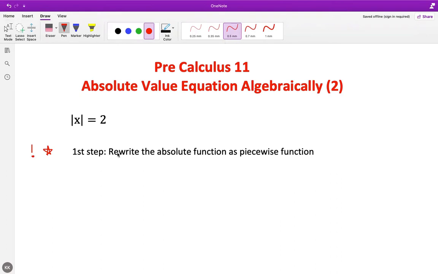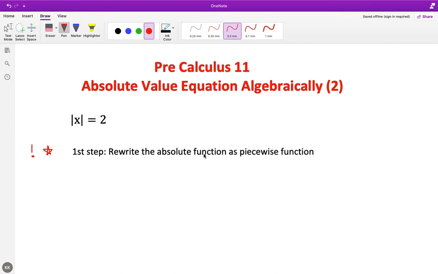The first step is to rewrite the absolute function as a piecewise function. So for this example, we have the absolute function of x. The first thing we're going to do is write the absolute function of x as a piecewise function. Why do we need to do that? Because sometimes students may miss one solution if they don't write it in a piecewise function. So it's a really important step. Be sure that you will not miss one solution if you write it as a piecewise function.